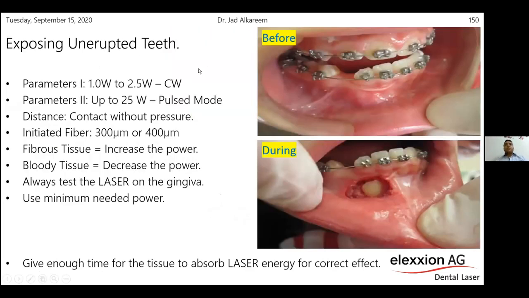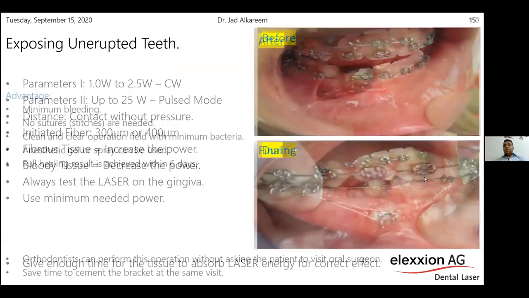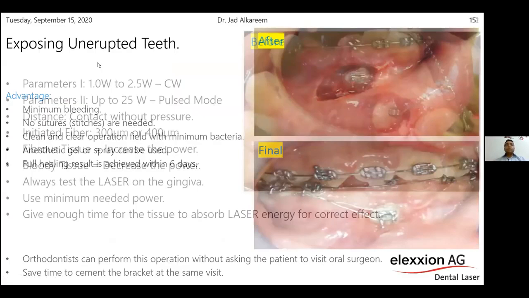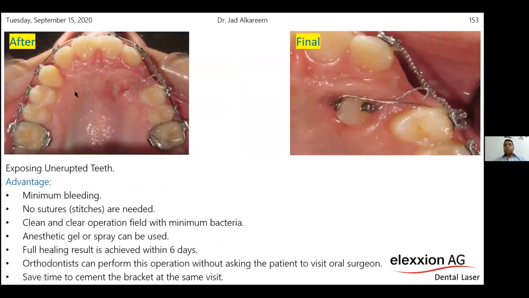Also another case of exposing an unerupted tooth. So here is before, during the treatment, and finally after the brackets were attached. And this is the final result after 6 days. Another case of exposing an unerupted tooth. Also, the final healing result was achieved within 6 days.